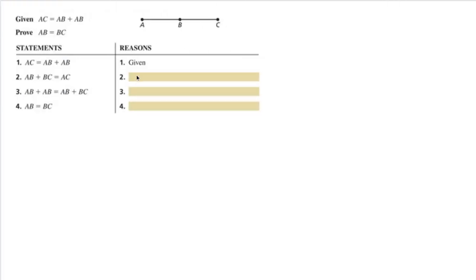Another example of this could be that AC is equal to BA plus BA. So this whole thing is equal to these two chunks twice. And we want to prove that AB is the same length as BC. So we have our given. Then I can write AB plus BC is equal to AC. So A plus B and BC is equal to AC.